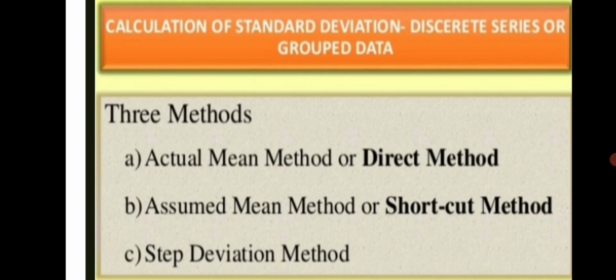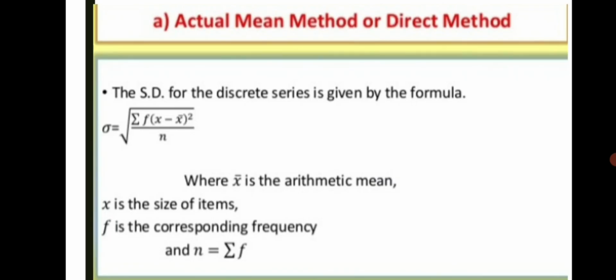Next one is calculation of standard deviation for a discrete series. There are three methods: actual mean method, also known as direct method; assumed mean method or shortcut method; and the last one, step deviation method. Let's first see the actual mean method or direct method. The standard deviation for the discrete series is given by the formula sigma equals root of sigma f (x minus x bar) square upon n, where x bar is the arithmetic mean, x is the size of items, f is the corresponding frequency, and n is sigma f.